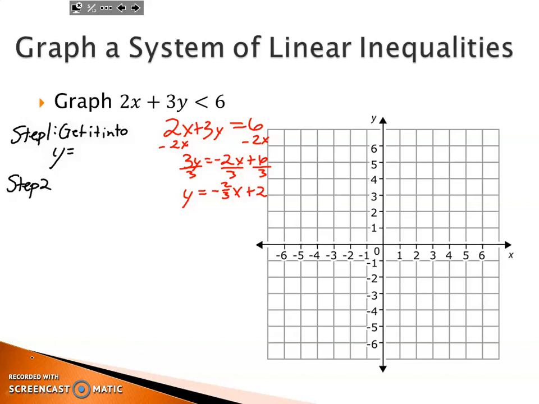Step 2 is going to be to graph it. So I've got a y-intercept at 2.